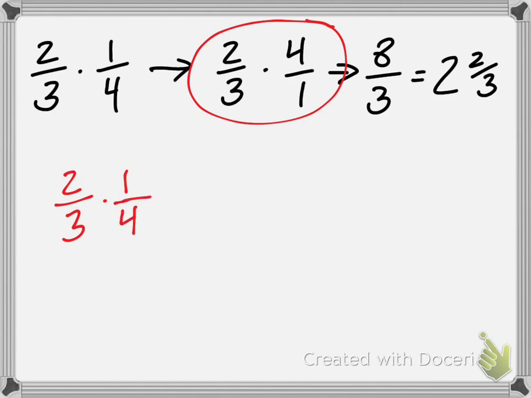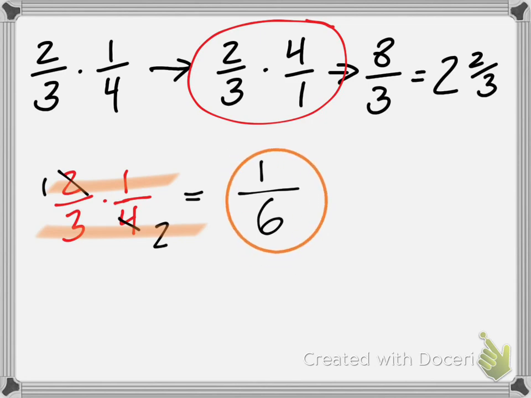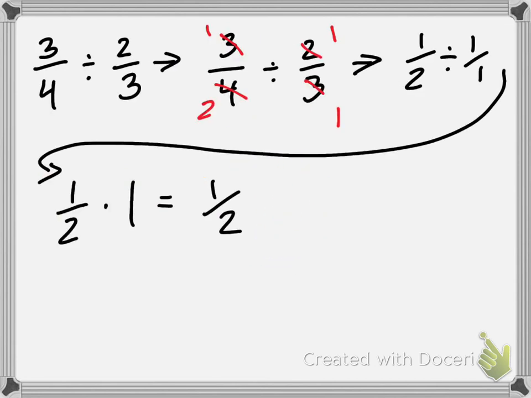Eden, can I cross cancel anything? Yeah, I can cross cancel the 2 and the 4. Both divisible by 2. It becomes 1 over, and then that one's a 2. Now I cross multiply. 1 times 1 is 1. 3 times 2 is 6. So my actual answer is 1/6. Let's look at the second one.